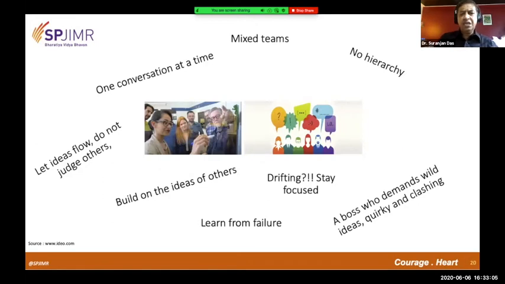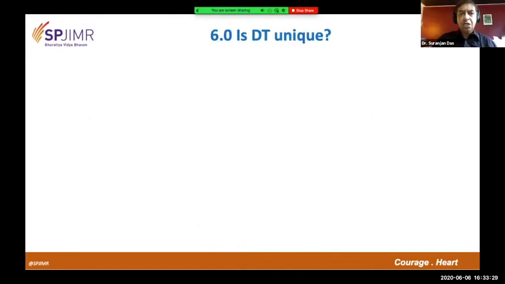Very quickly, these are some of the rules. We need to have very mixed, diverse teams, one conversation at a time, no hierarchy. On the left-hand side, I have let ideas flow. We should not judge others, build on the ideas of others, stay focused. And at the bottom of the screen, learn from failure, very, very important, along with a boss who demands wild ideas. So these are some of the rules. Let's see how we're doing on time.